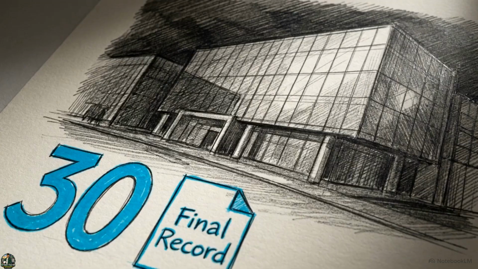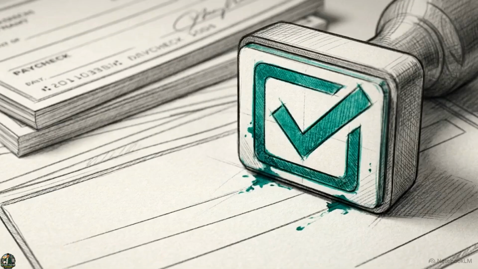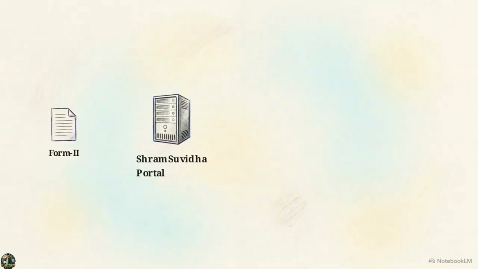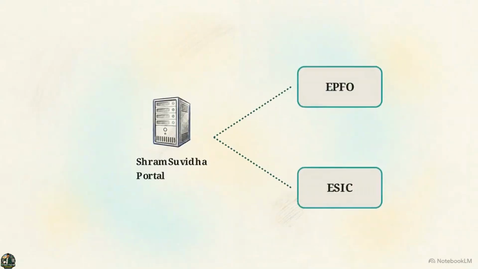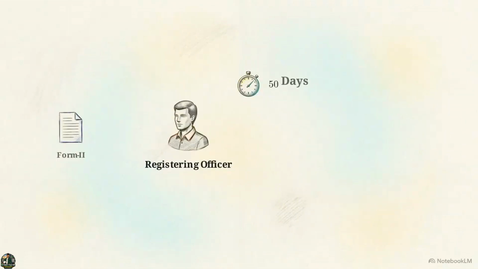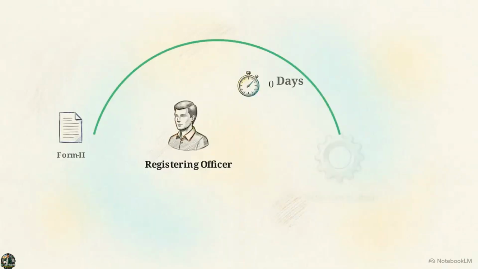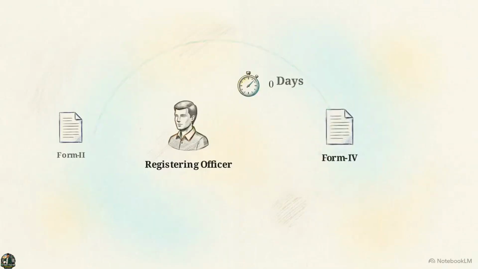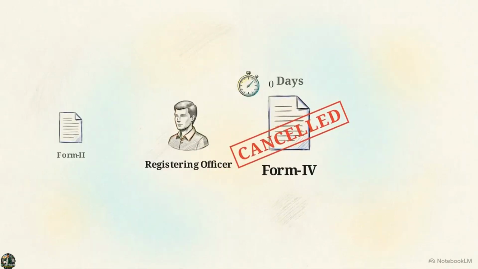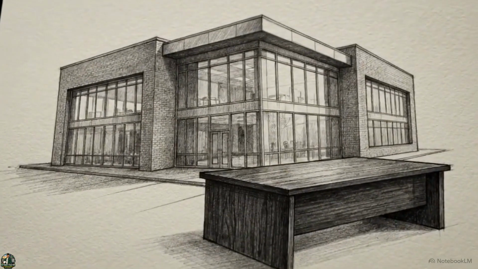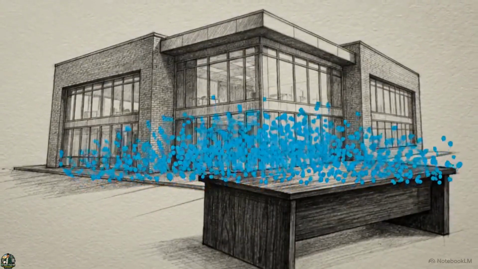For standard establishments, Phase 4 begins upon closure. The employer has 30 days to submit Form 2. This submission must include a certificate confirming that all dues and statutory returns have been paid to the workers. The portal then shares this closure data automatically with the Employees Provident Fund Organization and the Employees State Insurance Corporation. Once a complete Form 2 is received, the registering officer has 60 days to electronically issue the Form 4 cancellation certificate. If the officer fails to act within the window, the cancellation is auto-generated by the system. This automated interagency sharing ensures that the establishment is officially and completely dissolved across multiple government silos simultaneously.